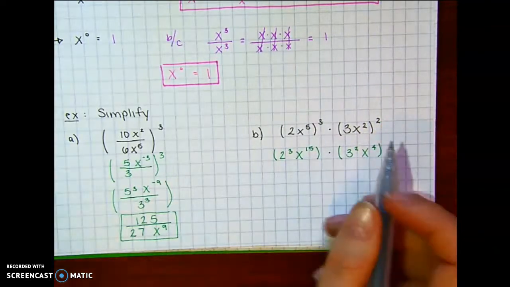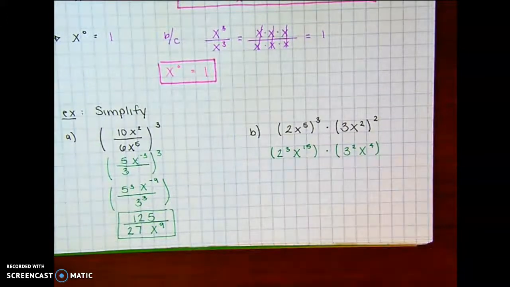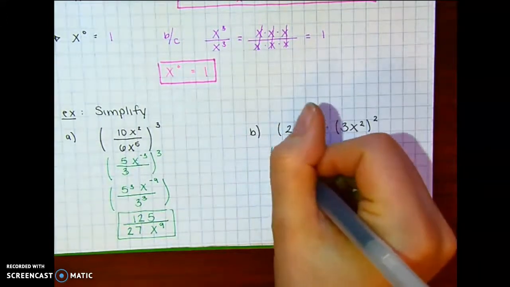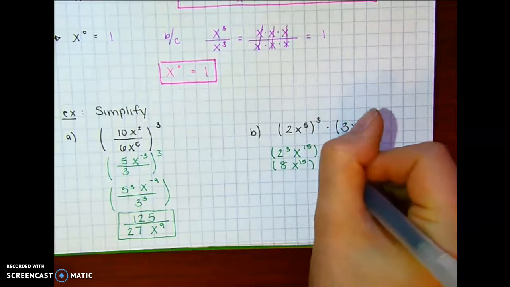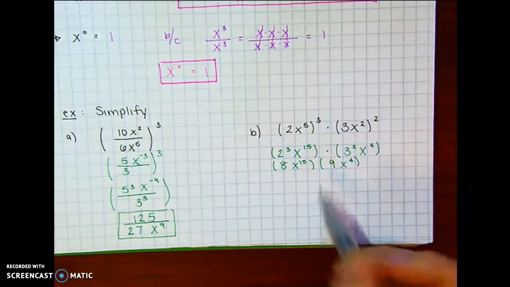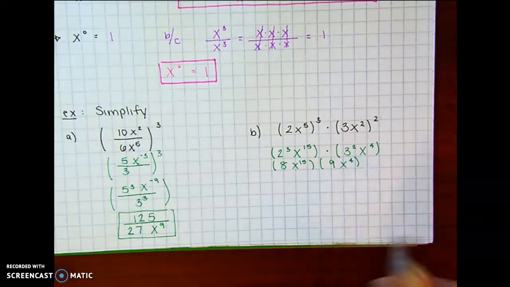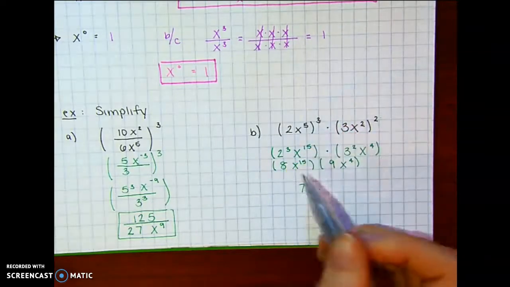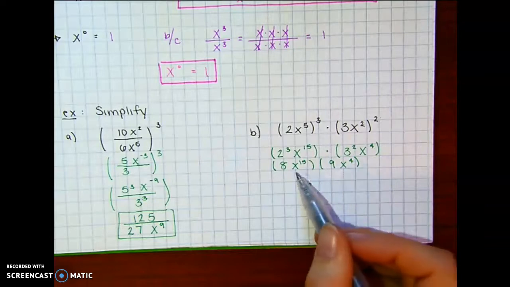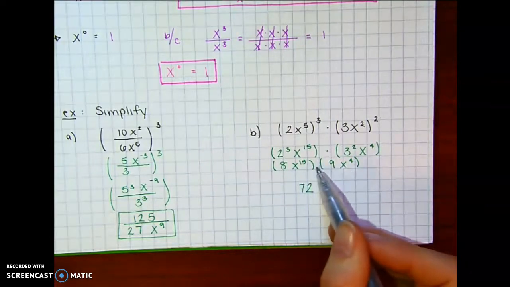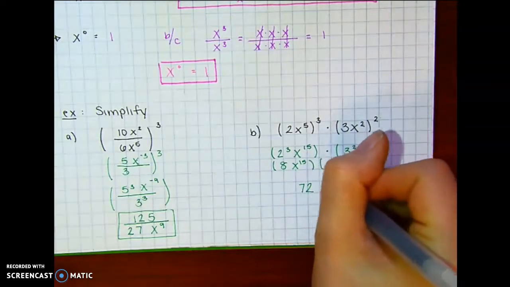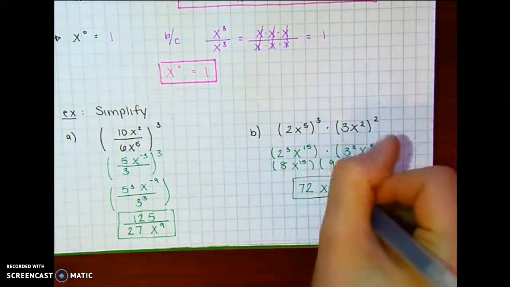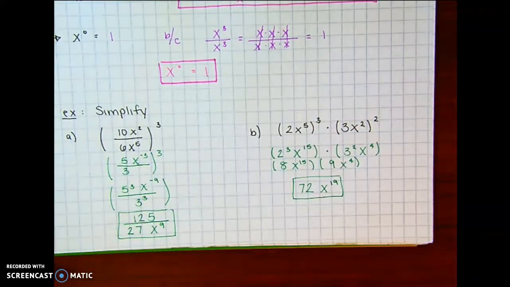So now I can multiply. I'm going to simplify a little bit first, which you could have gone straight to. 2 cubed is 8, so this is 8x to the 15th times 9x to the 4th. And 8 times 9 is going to be 72. And x to the 15th times x to the 4th, because they have the same base and we're multiplying, we can add the exponents. So 15 plus 4 is 19. So those are just a couple examples of using the properties of exponents, but there are so many different kinds of problems that you can do here.